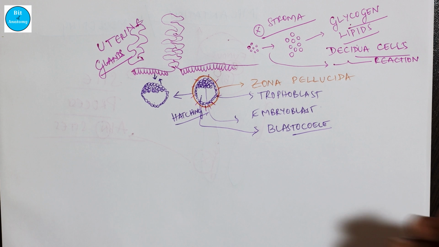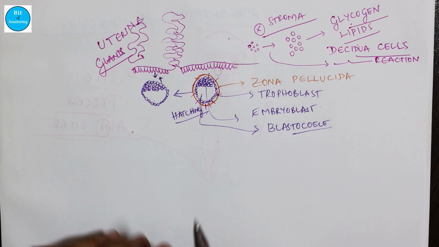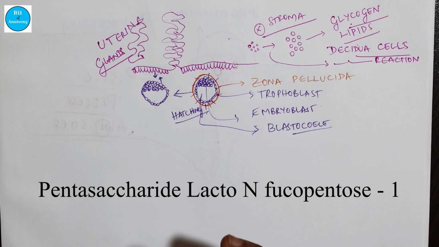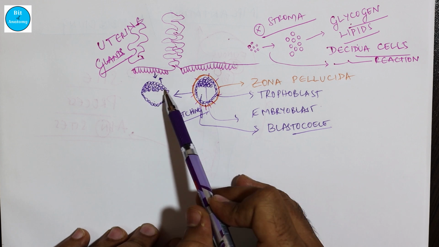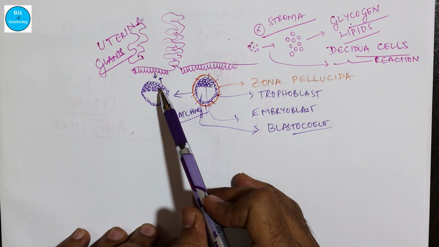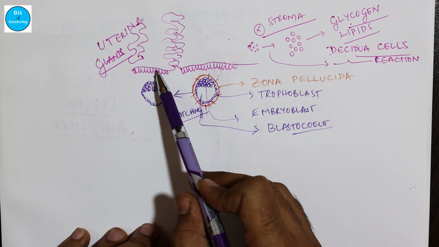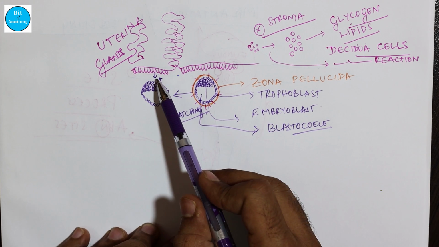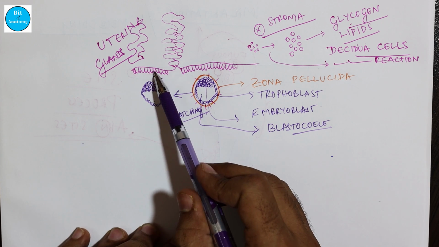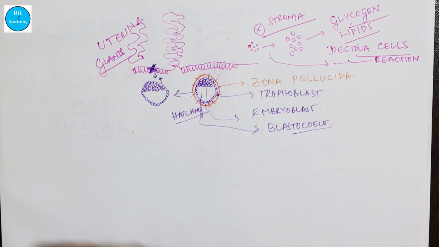For this adhesion, there will be secretion of a chemical substance from the uterine epithelium, called pentasaccharide lacto-N-fucopentaose 1. This is released from the uterine endometrium or the epithelium, and the corresponding receptors, which are species specific, are present in the trophoblast cells. So that will aid the attachment of both these layers. At the same time, the trophoblast will release some hyaluronidase enzymes which will rupture a part of the uterine endometrium.